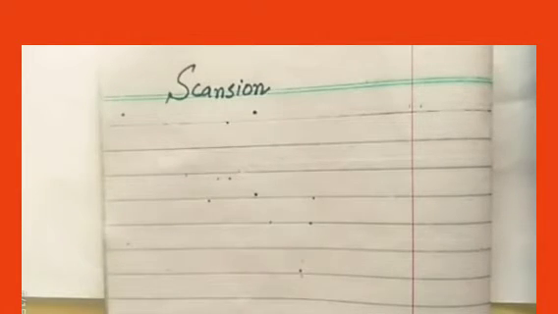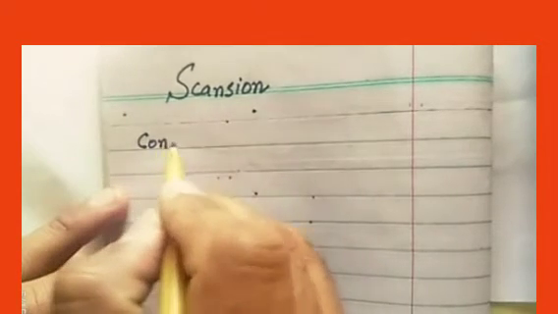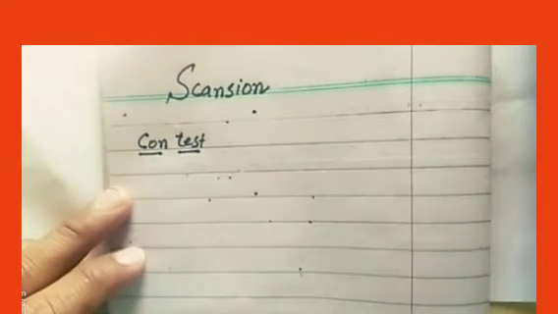Now, what is a syllable? A syllable is a part of a word having at least one vowel sound. For example, the word contest. It has two syllables. First one is con and the next one is test. Contest. So it has two syllables. Here I would like to discuss stress rules.